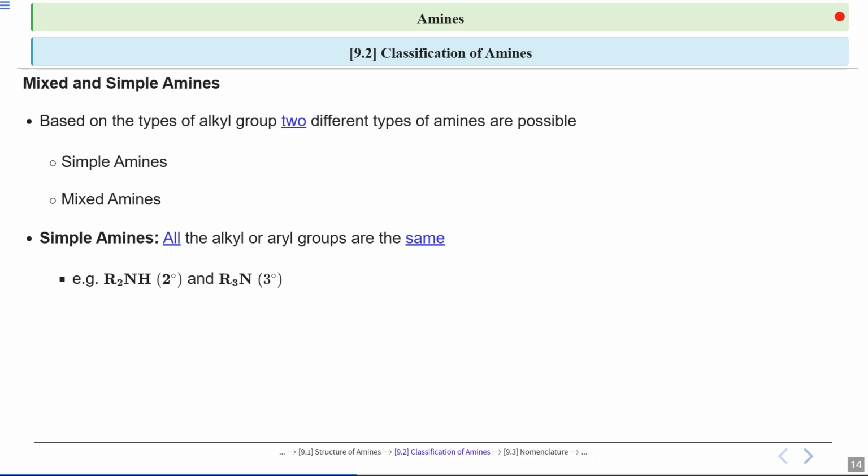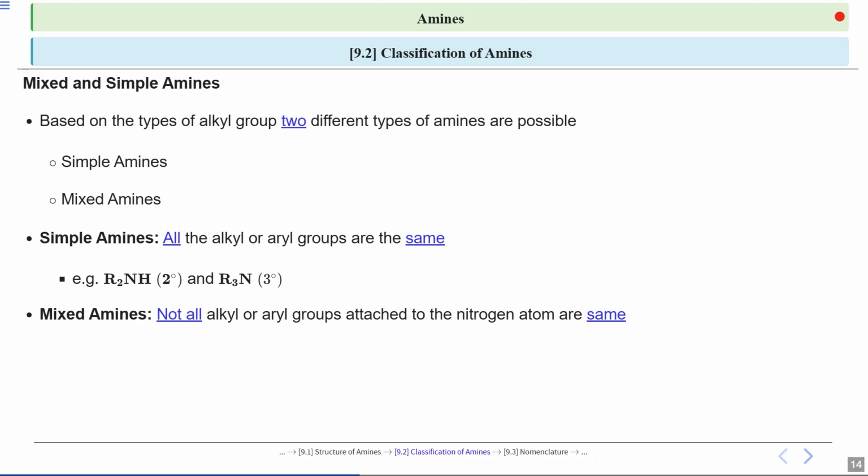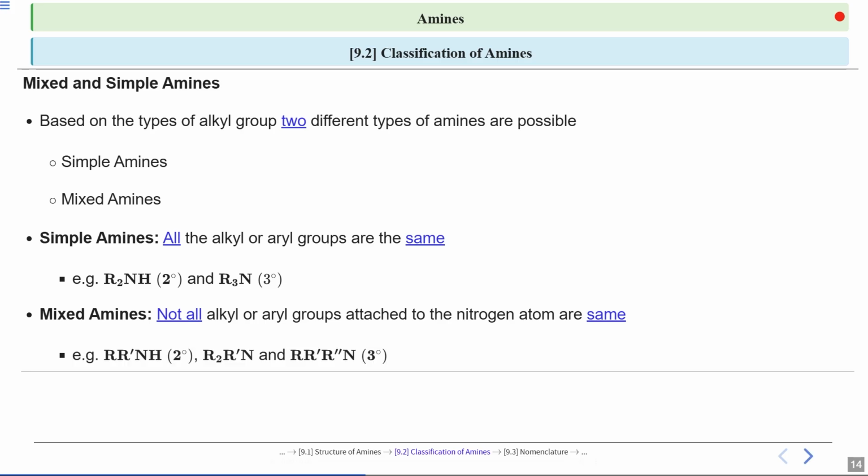Now if I talk about mixed amines, as I told, not all the alkyl or aryl groups which are attached to the nitrogen are same. So if you look at this example, here you will see two hydrogens are replaced by alkyl or aryl groups. So it is R and R dash. Both R and R dash are different groups. And in tertiary amines, 3-degree amines, all the three hydrogens of ammonia are replaced by alkyl or aryl groups.